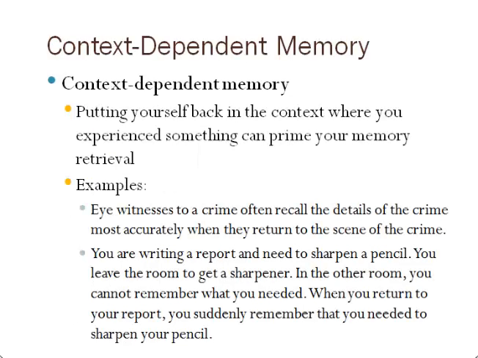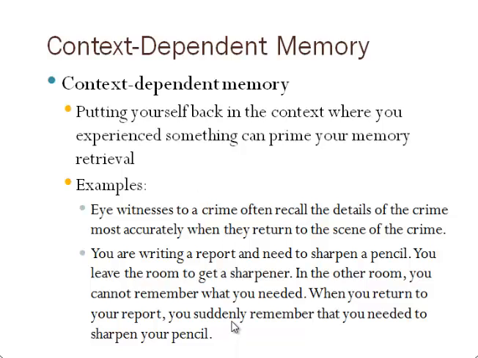And finally, we've got context-dependent memory. Context-dependent memory is putting yourself back in the context of your memory, where when you experience something can prime your memory retrieval. This happens often with eyewitnesses to a crime who can't remember details of the car or the person that went by. The police may take the person down to the crime scene to look around, and maybe that'll jog the person's memory a little bit.